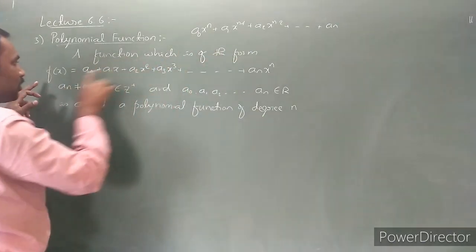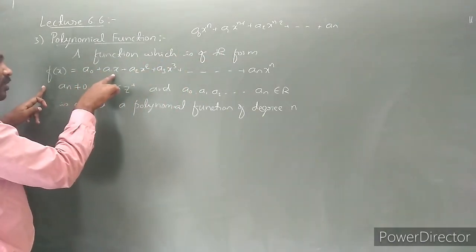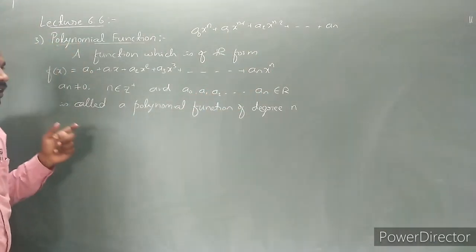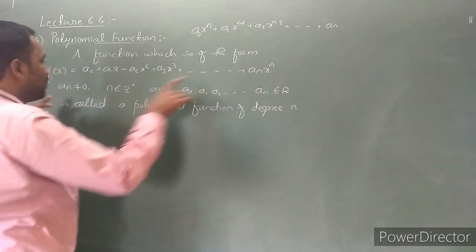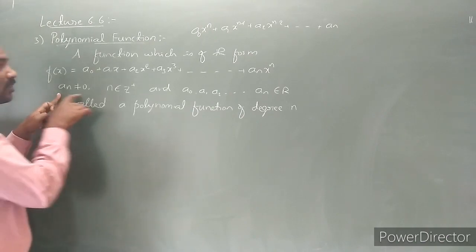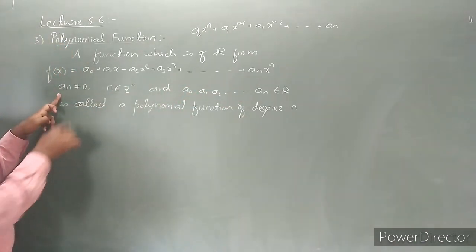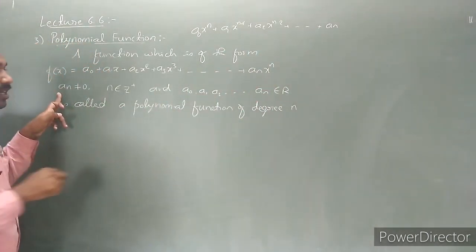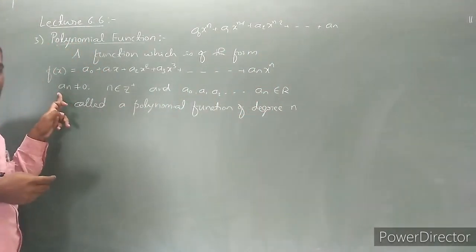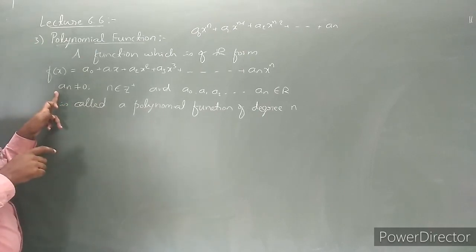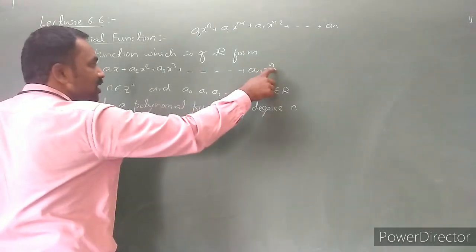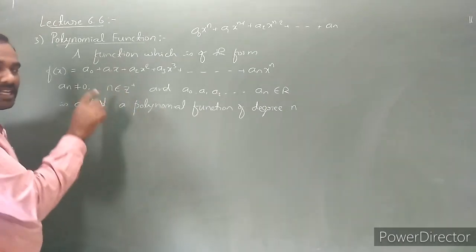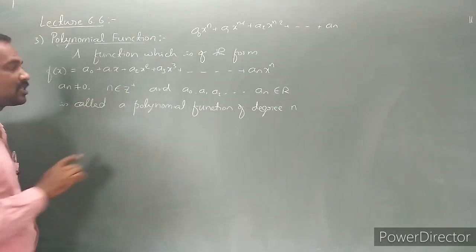A function which is of the form f of x is equal to a0 plus a1x plus a2x square plus so on an into x power n. Here the condition is that this an should not be equal to 0. What happens if an is equal to 0? If an is equal to 0, then the x power n term will be eliminated. Then this is not an nth degree polynomial function. For that reason an is not equal to 0. Next, this n is a positive integer. The degree must be a positive integer.